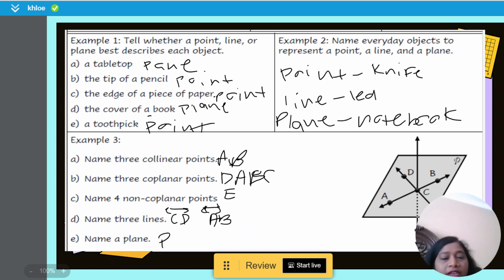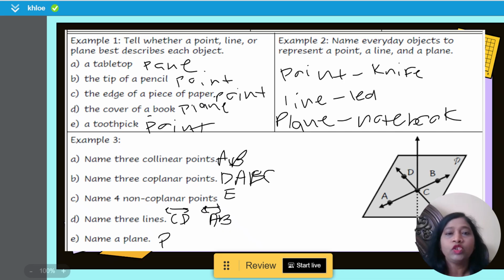Thank you so much, guys. I can see your work here. Very good. It's a plane, and the tip of a pencil is a point, the edge of a piece of paper is a point, the cover of a book is a plane, a toothpick is a point. Very good. And you have given some examples. I can see your work and the collinear points you have mentioned.